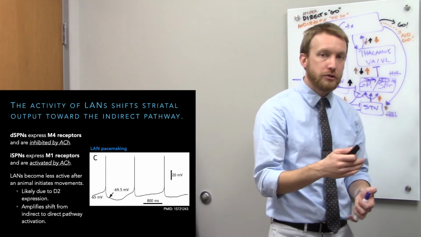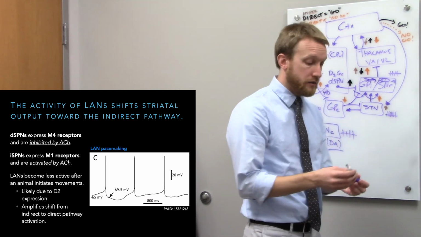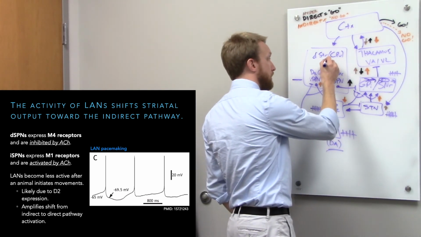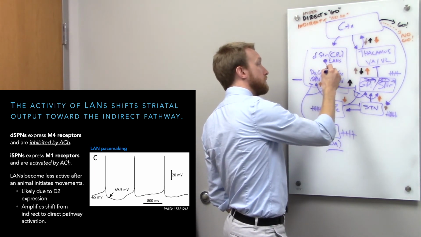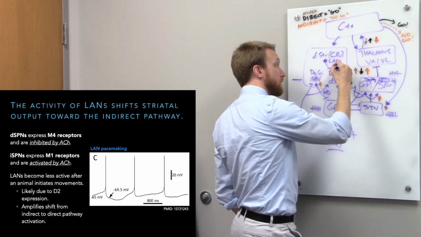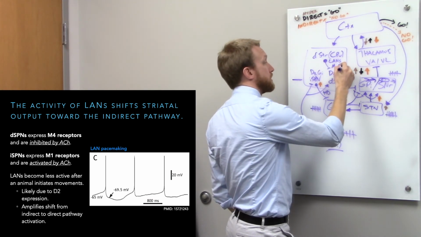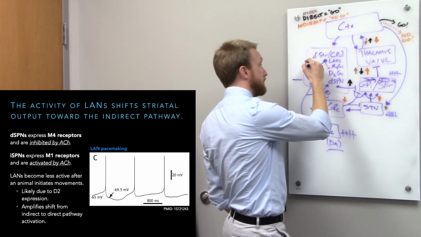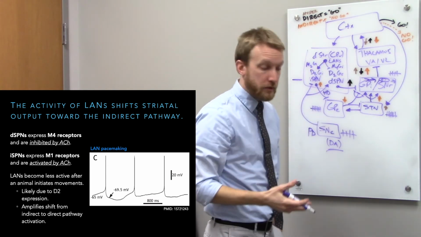Now, that bias toward indirect pathway activity has to do with what those large aspiny neurons are doing. So let's get those back on the board. The large aspiny neurons are going to inhibit our direct spiny projection neurons, which express the Gi-coupled M4 acetylcholine receptors, while the indirect spiny projection neurons will be stimulated because they have the M1 Gq-coupled muscarinic acetylcholine receptors.